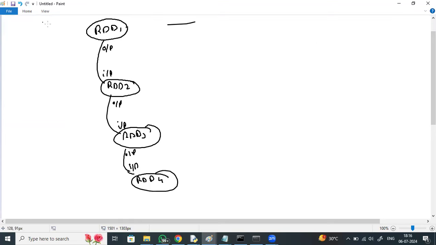This is your data flow. This data flow won't execute automatically. If you are performing RDD4 dot action, from RDD1 to RDD4 it executes, and whatever output you get will be collected. If I apply an action on RDD3, from RDD1 to RDD3 it will compute and give the output after RDD3.